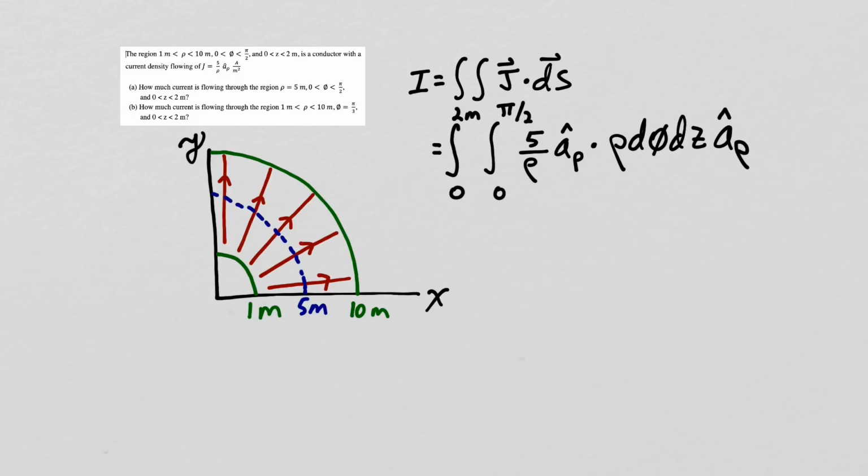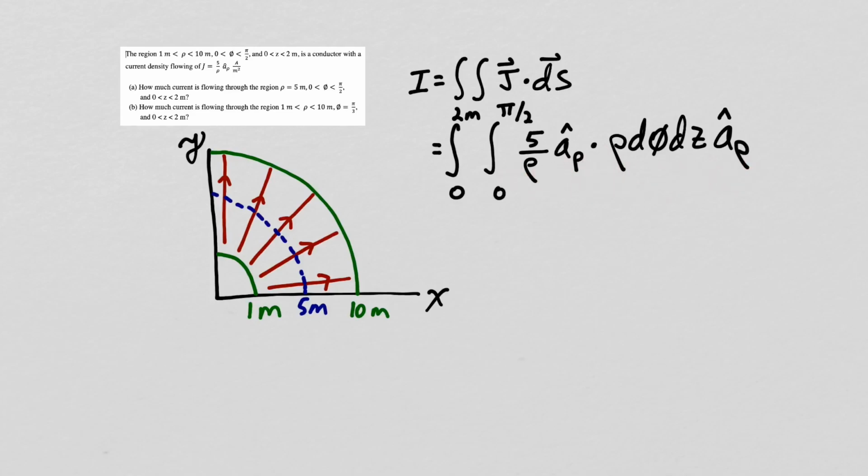The normal direction to the surface over which we are going to be integrating is in the rho direction. So our differential surface element will be rho d phi, and then in the z direction it will go a distance dz. So there's our dS, and here's the given current density.